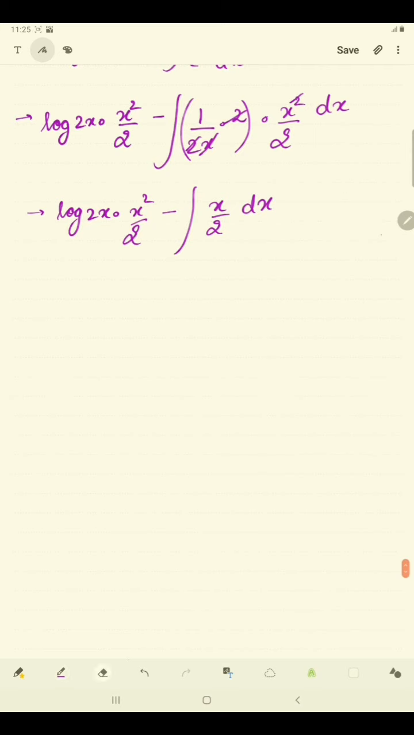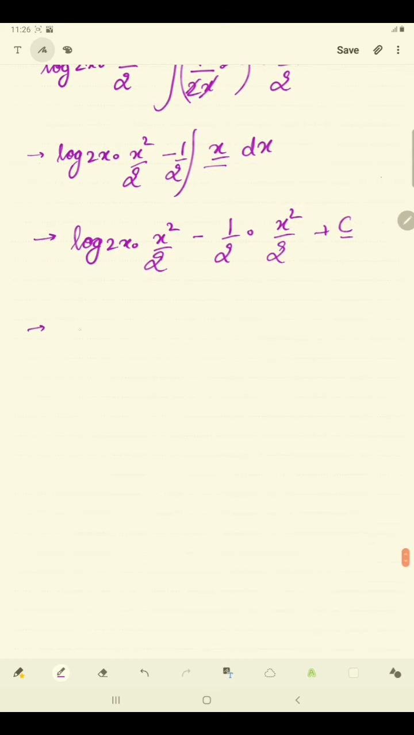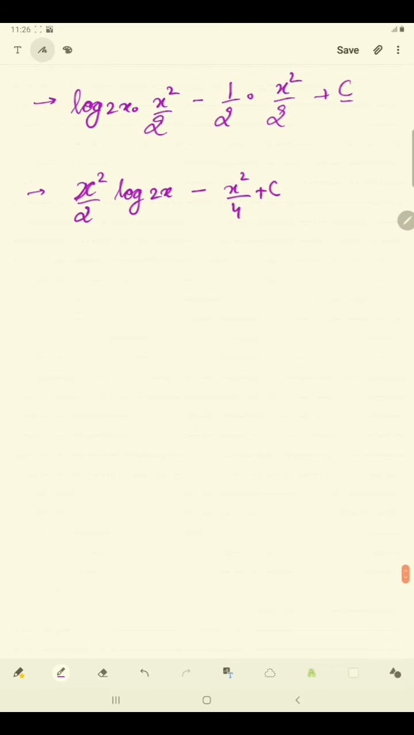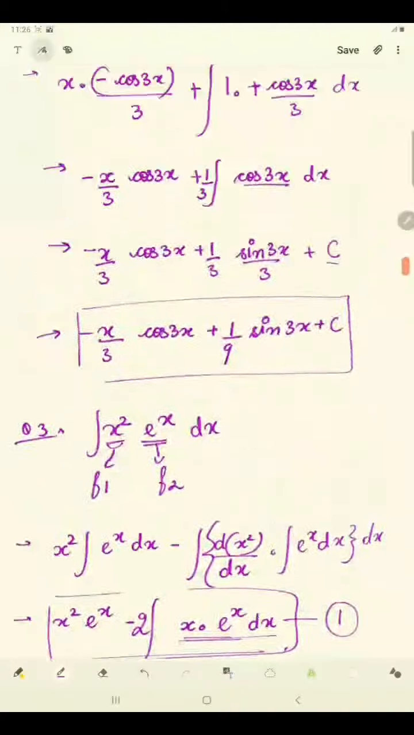So since 2 is a constant over here, we take it out of the integration sign and we have it like this: log 2x dot x square by 2 minus 1 by 2 x square by 2, integration of x is x square by 2 plus c, the constant of integration. So now the final answer that we have is x square by 2 log 2x minus x square by 4 plus c. Now we are going to do the sixth question next.